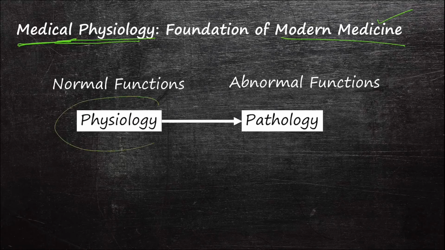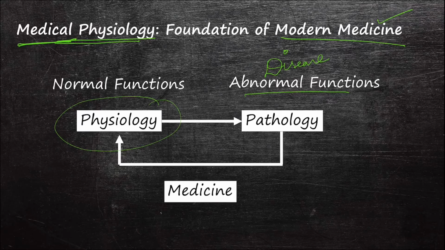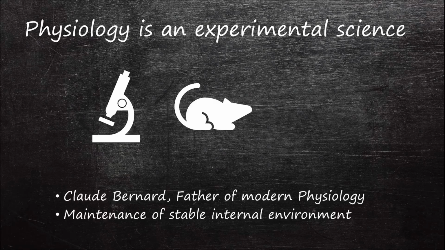When a human body deviates from its physiology, it is called a diseased state, a pathological state. The aim of medicine is to bring back the body from the diseased state to its normal physiology. That is why the study of medicine begins with the study of its foundation, medical physiology. Physiology is an experimental science. All our knowledge in physiology comes from experimentation and mainly animal experiments.